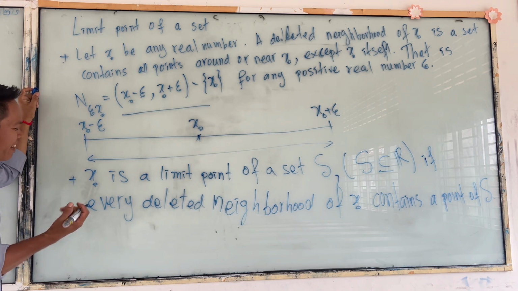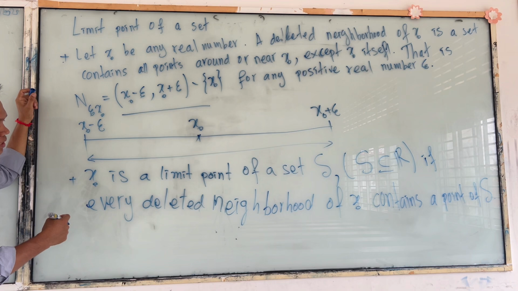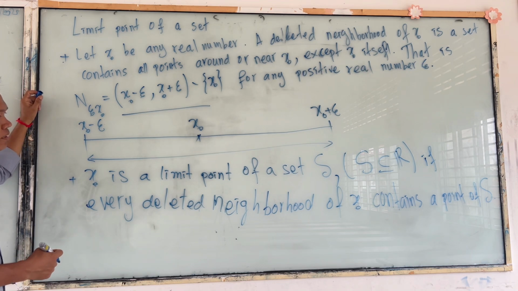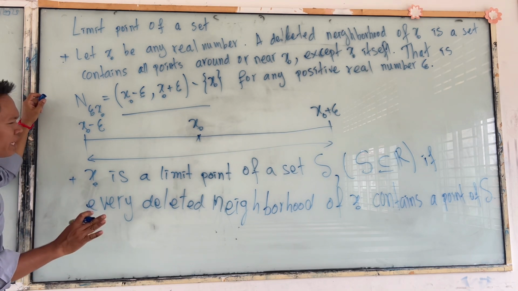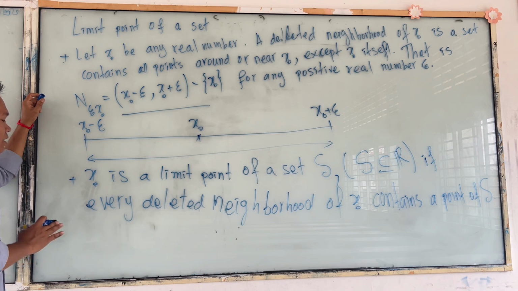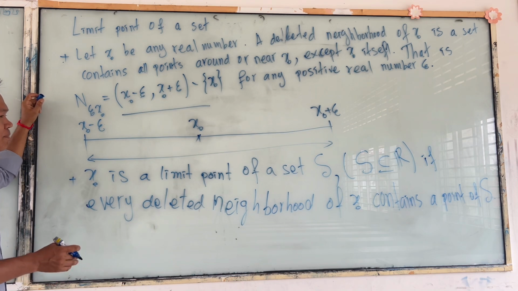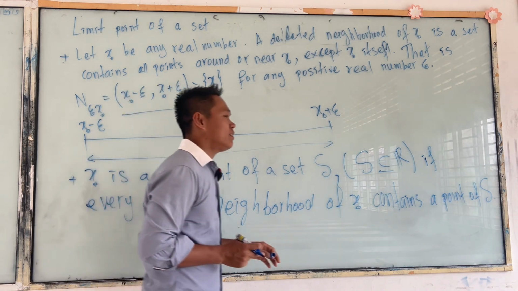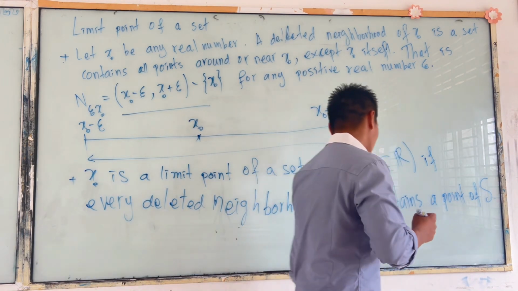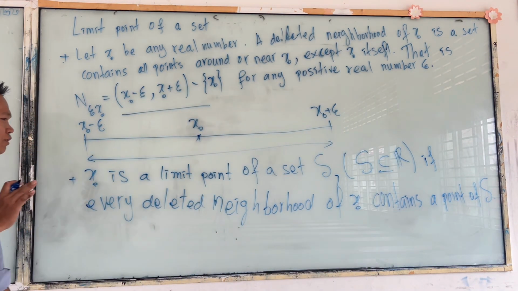It means that if you want to show that x0 is a limit point of a set S, you have to show that a general deleted neighborhood of x0 contains at least one point of S. It means at least one point. Okay. To know this clearly, I will give you one example.